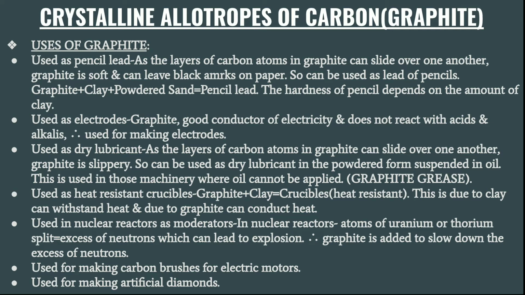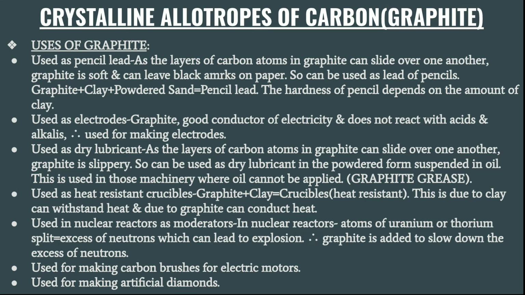Graphite has one free valence electron, so it is a good conductor of electricity. It does not react with any acid or alkalis, because it is insoluble in ordinary solvents, and therefore it can be used for making electrodes.